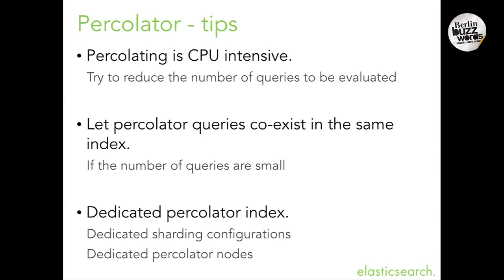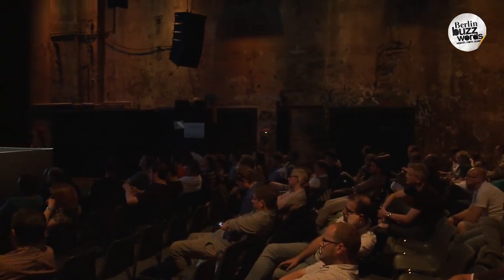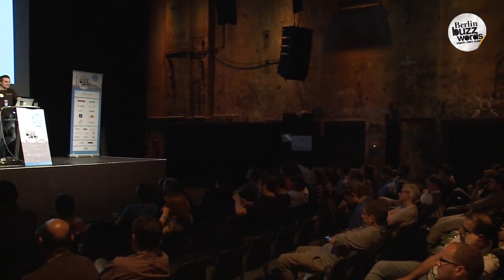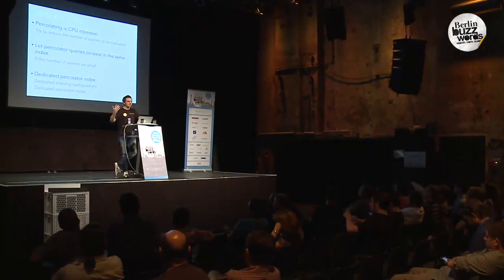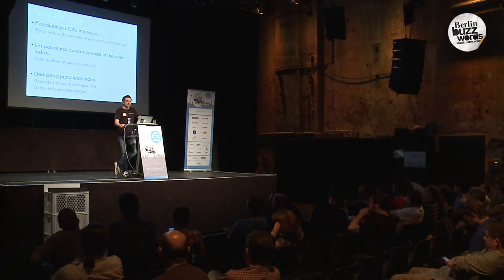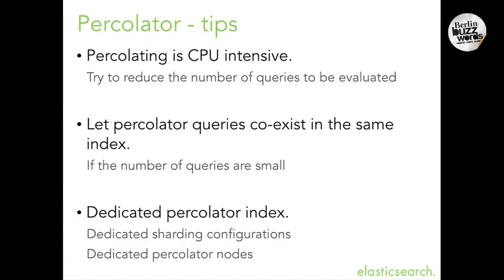So there are specific storing strategies you should keep in mind when using a percolator. Like I said, queries and documents can coexist in the same index. If the number of queries is small, that's the way to go. It doesn't matter, it's fast. But in my experience, when you grow over 100,000, 200,000 queries, depending a bit on your hardware of course, then it starts to take significant resources of the nodes you're running on. So then it's time to think about a dedicated percolator index where only the queries are.